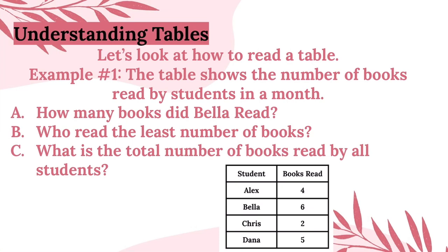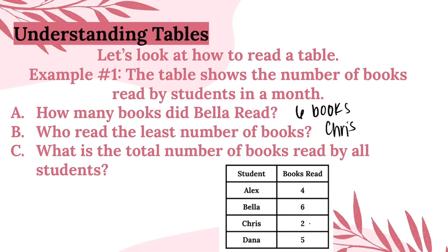So example number 1, the table shows the number of books read by students in a month. How many books did Bella read? Well, it says right here, Bella read 6 books. Who read the least number of books? So we want to go to the books read and see who has the lowest number. It's right here, the 2, and that's going to be Chris.